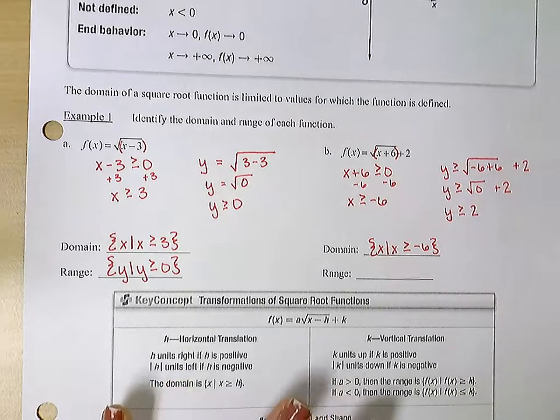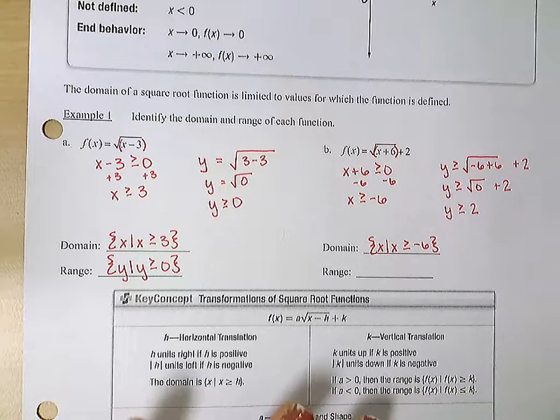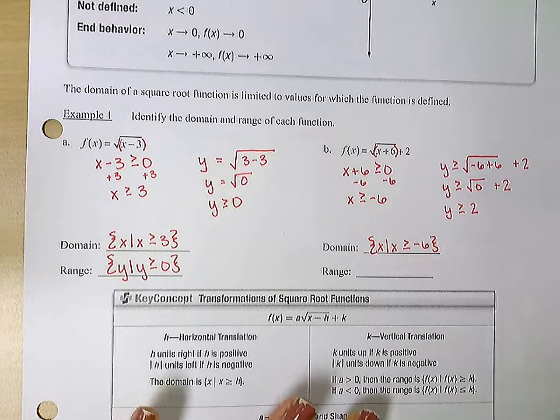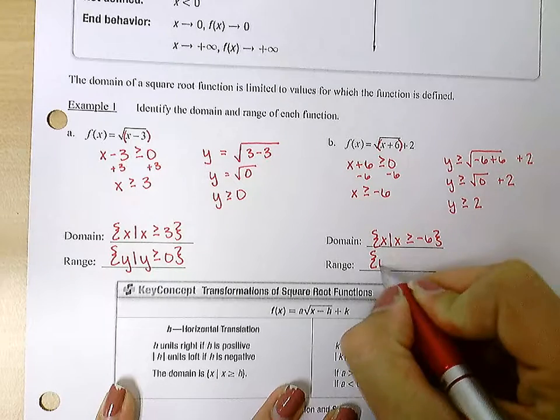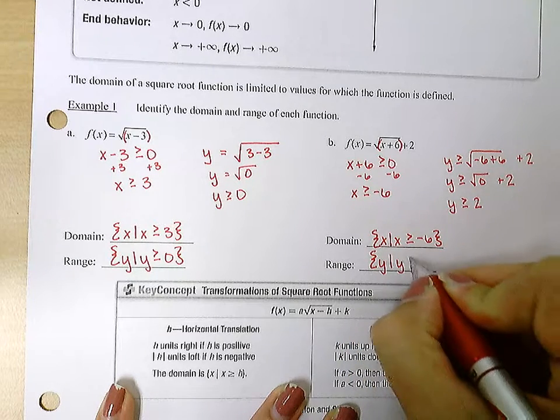Which is y is greater than or equal to 2. Okay, square root of 0 is 0. So that would be our range for this one. And those are our y values.